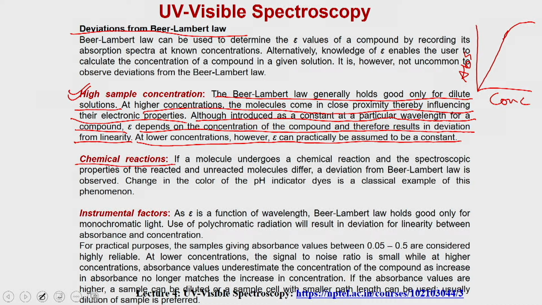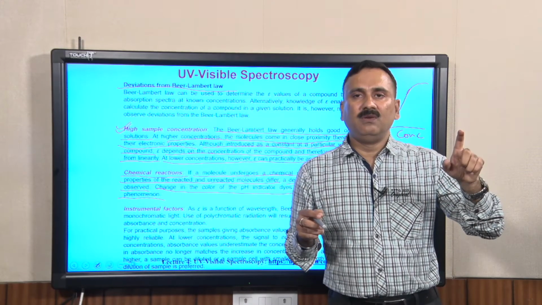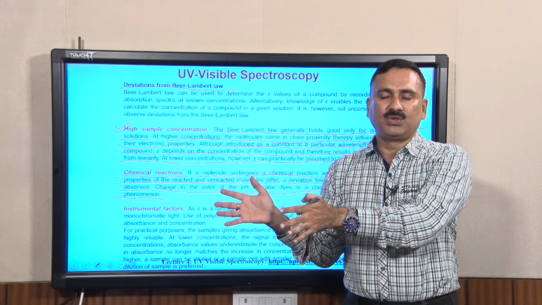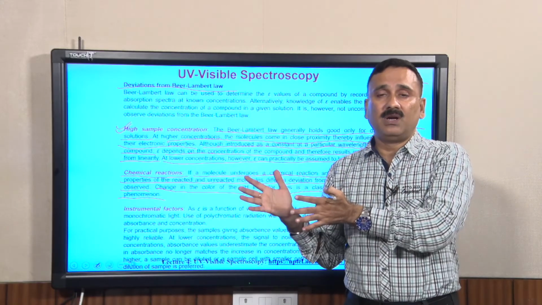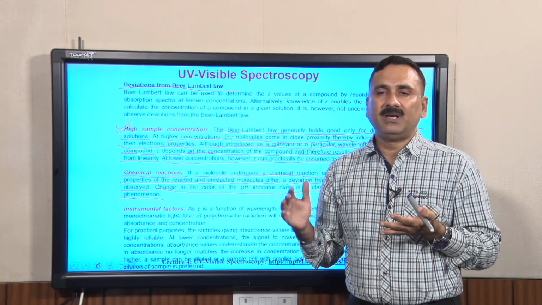Then the second thing is chemical reaction. If the molecule undergoes a chemical reaction and the spectroscopic properties of the reacted and the unreacted molecule differ, then you will see a deviation from the Beer-Lambert law. The change in the color of a pH indicator dye is a classical example of this phenomenon. If you are following a particular molecule which is colorless, it gives some absorption, but if on a change of pH it changes its color, then it gives a different absorption, and in that case it is not going to follow the Beer-Lambert law.